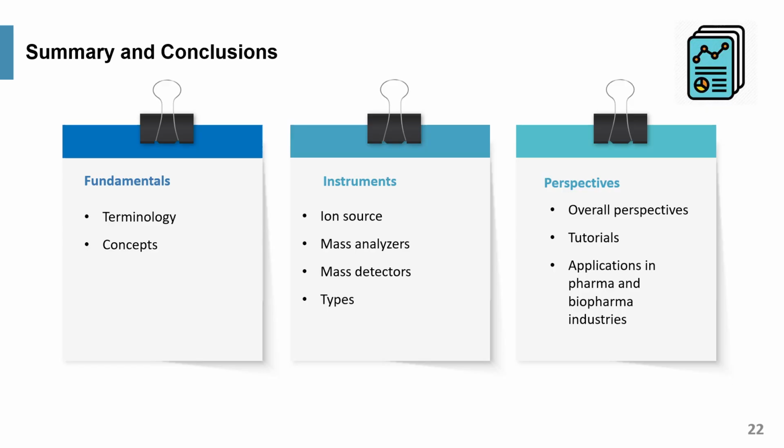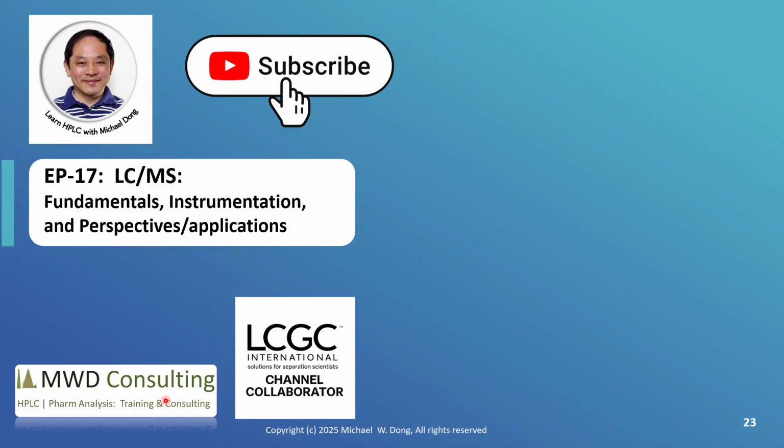Here's my summary and conclusion. We spoke about the fundamentals, terminology, and concepts. We summarized the instrument, the ion source, mass analyzer, and mass detector, and the different types of mass spec, spanning from single quad to Orbitrap. And we mentioned the overall perspective and application in the pharmaceutical and biopharmaceutical industry. On that note, we completed episode number 17 of LC Mass Spec. We talked about fundamental instrumentation, perspective, and application.